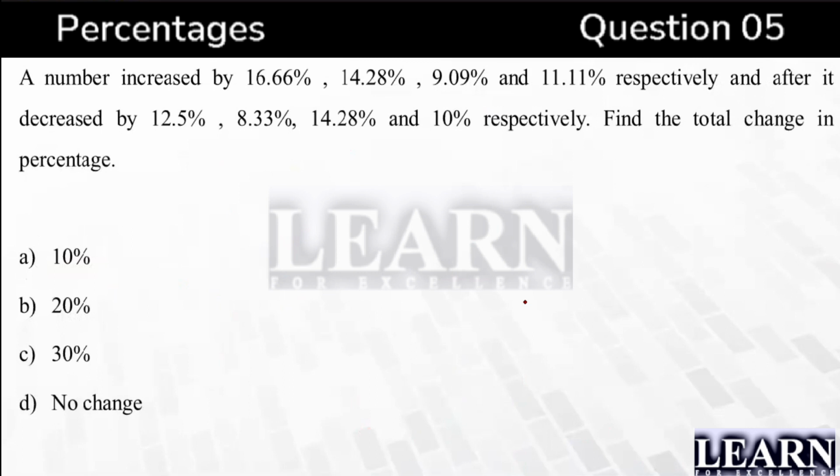A number is increased by 16.66 percent, 14.28 percent, 9.09 percent, and 11.11 percent respectively. It means first it is increased by 16.66, next by 14.28, next by 9.09, next by 11.11. And after that it is decreased by 12.5, 8.33, 14.28 and 10 percent respectively. Find the total change in the percentage.